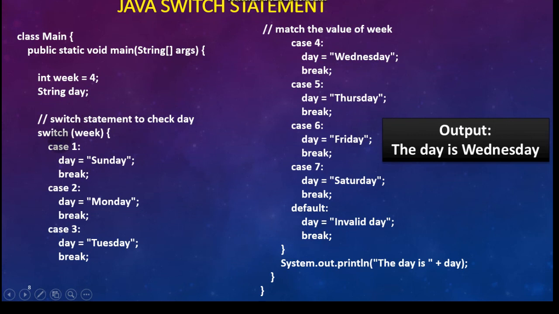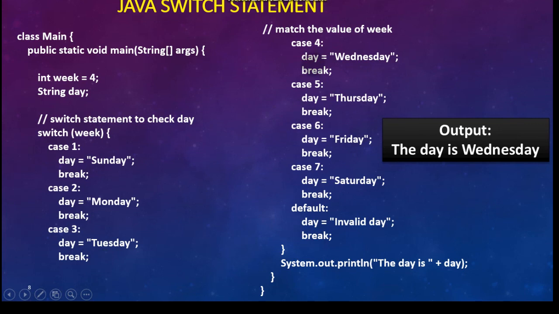Case 1: if you input 1, day should print as Sunday. Then you need to terminate the condition by using the break keyword, that is break semicolon. Then again case 2, day is equal to Monday, break. So if you press 1, Sunday should print, break. If you press 2, Monday should print, break. If you press 3, Tuesday should print, break, and it goes on till the last condition.